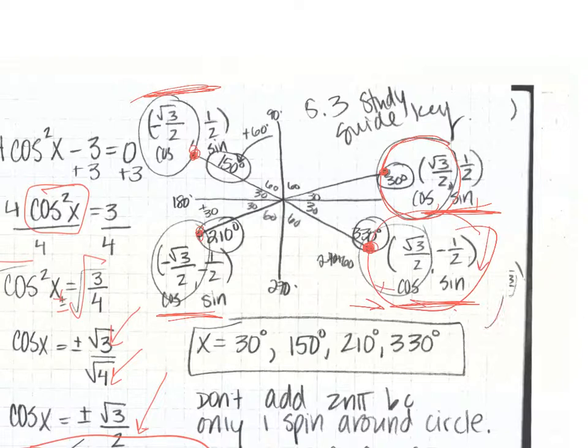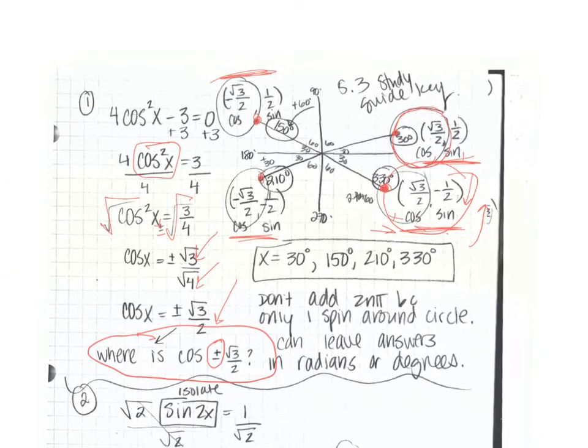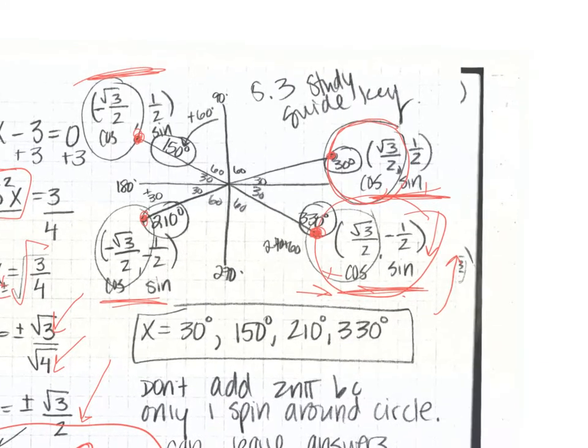Now we're going to spin around the unit circle and see where the cos is either positive or negative root 3 over 2. So we know at 30 degrees, that's obvious. The next spot is right over here. Now if this is 30, then this is 60. So if we flip, this is 60, this is 30.